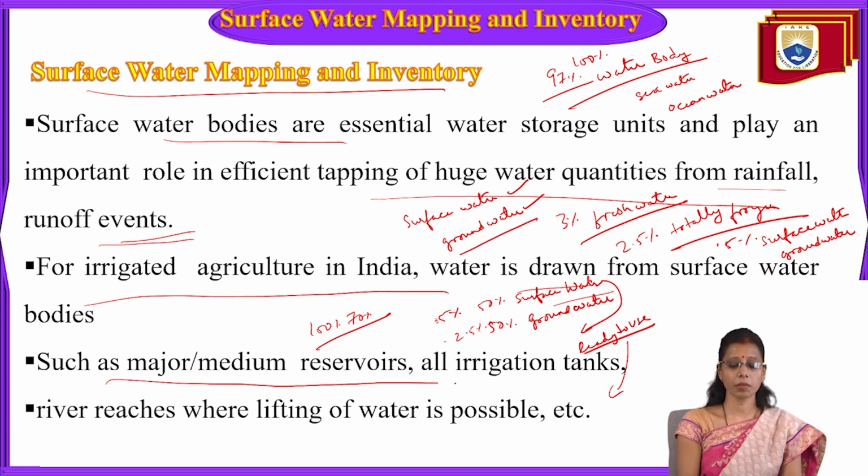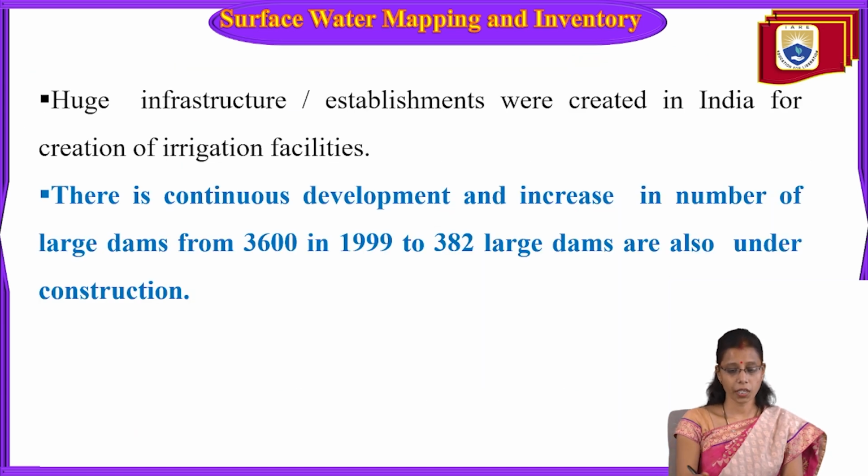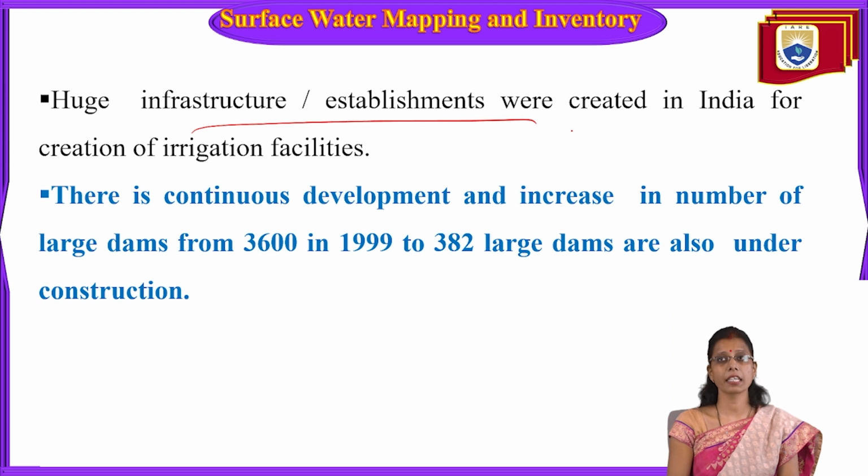So, major and medium reservoirs, irrigation tanks, river reaches where lifting of water is possible, and so on. Huge infrastructure establishments were created in India for creation of irrigation facilities. Irrigation tanks are created, embankments are created, dams are created for irrigation purposes, because the requirement is increasing and the rainfall is decreasing, due to which water problems keep happening in such regions. So for that, infrastructure development is done for irrigation facilities.